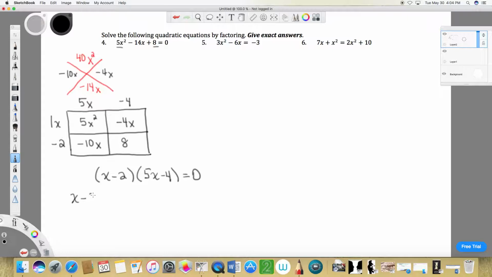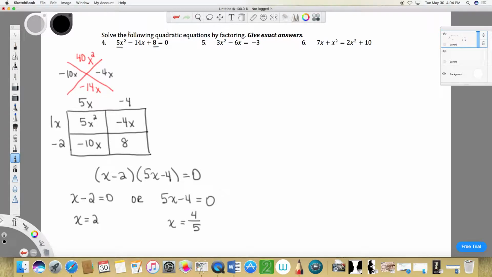It must be the case that either x minus 2 is equal to 0 or that 5x minus 4 is equal to 0 in order for that original equation to be satisfied. So here this is just one step: you add 2. And this is a two-step equation: you add 4 and then divide by 5.